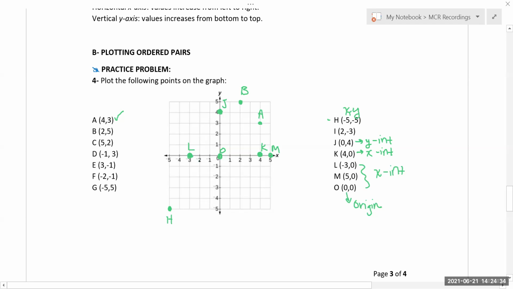F would be -2, -1. E would be 3, -1, just to grab a few of these on there. D is over here, -1, 3. And C would be 5, 2. So this starts to get pretty crowded there. But you're getting the idea. Each one is your X, comma, your Y, always.